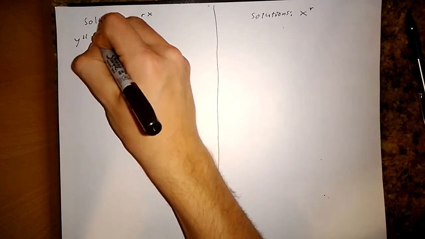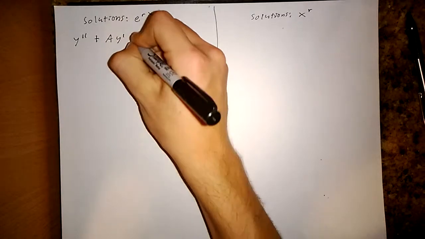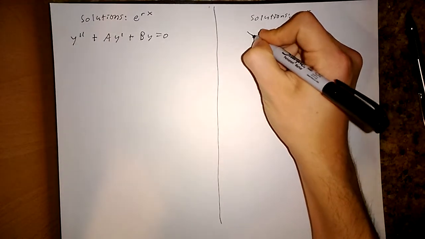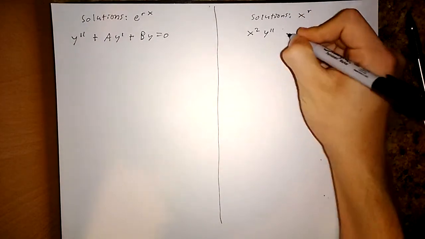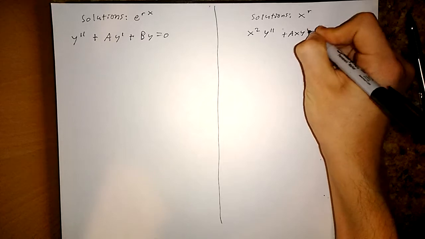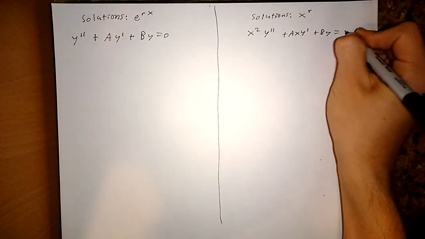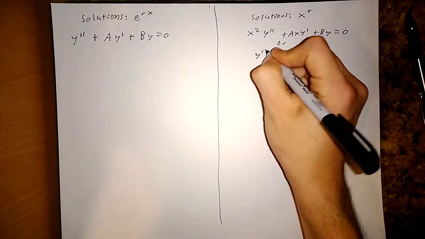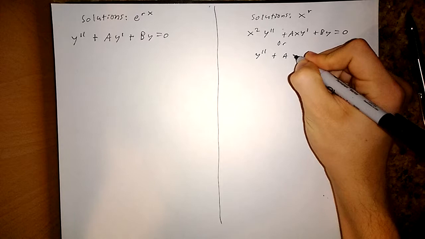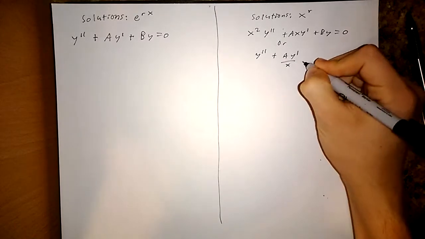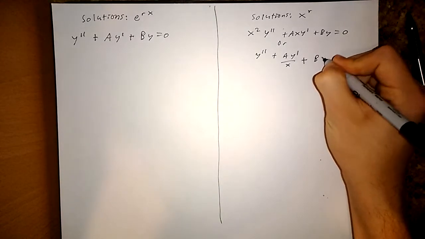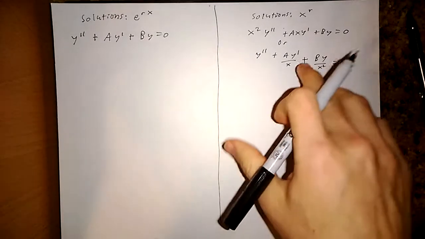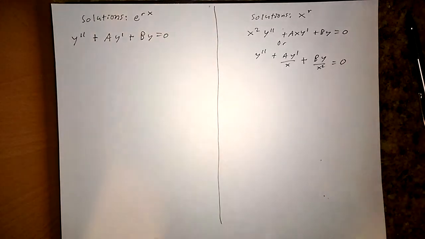This one is going to look like y double prime plus a y prime plus b y equals 0, and this one's going to look like x squared y double prime plus ax y prime plus by equals 0. The difference you see is that there's x's, but this may also be seen, so you don't get confused, in this format. All they did was divide by an x squared, and you end up with this. And this is actually how the book has it, I think. So the difference is this has x's, this one doesn't. So we're going to go over how to do this.